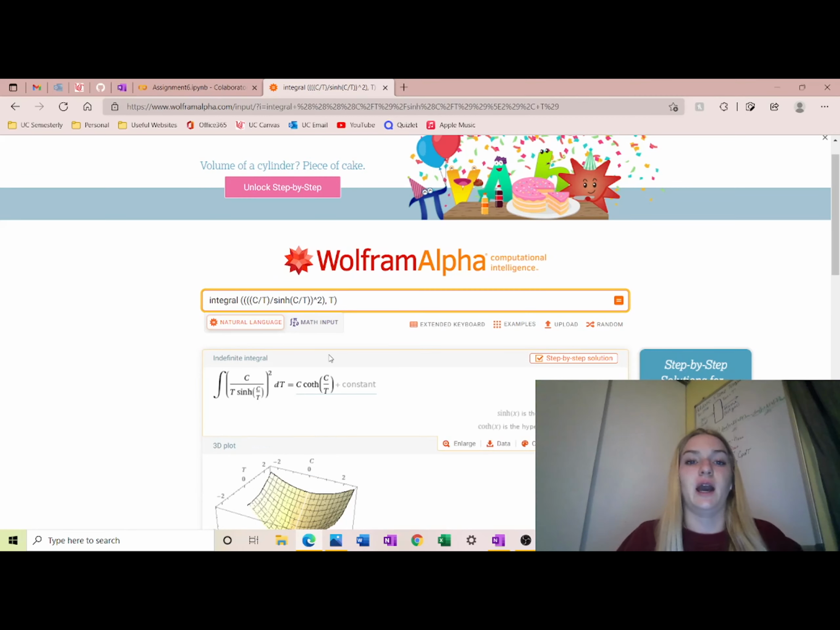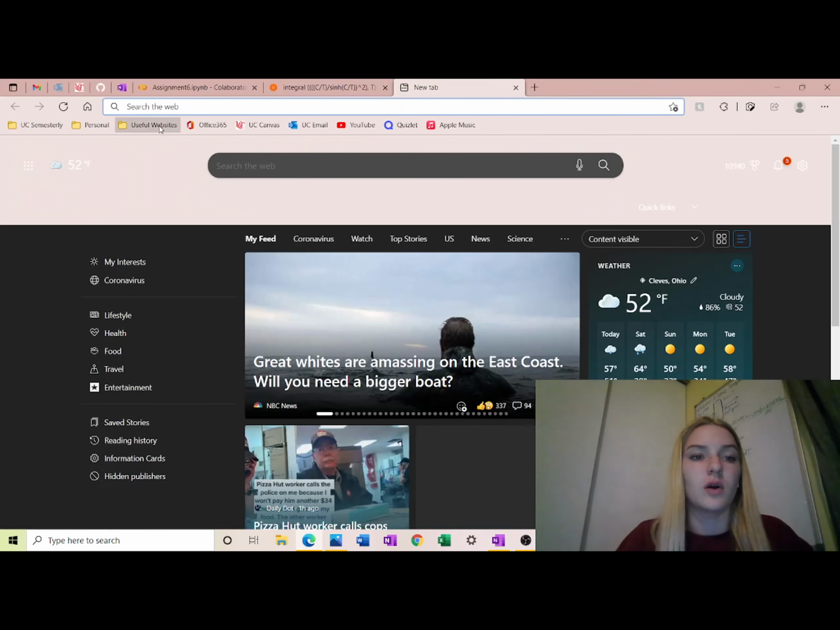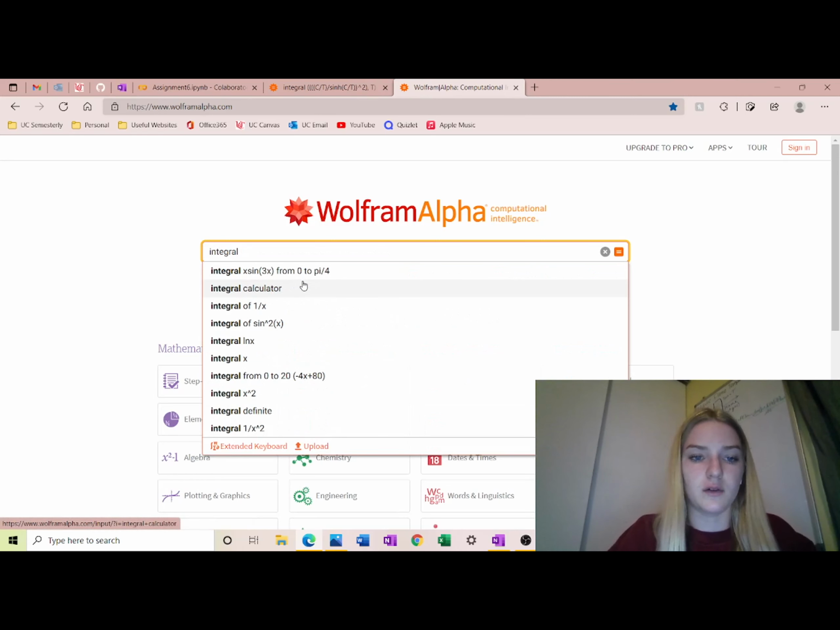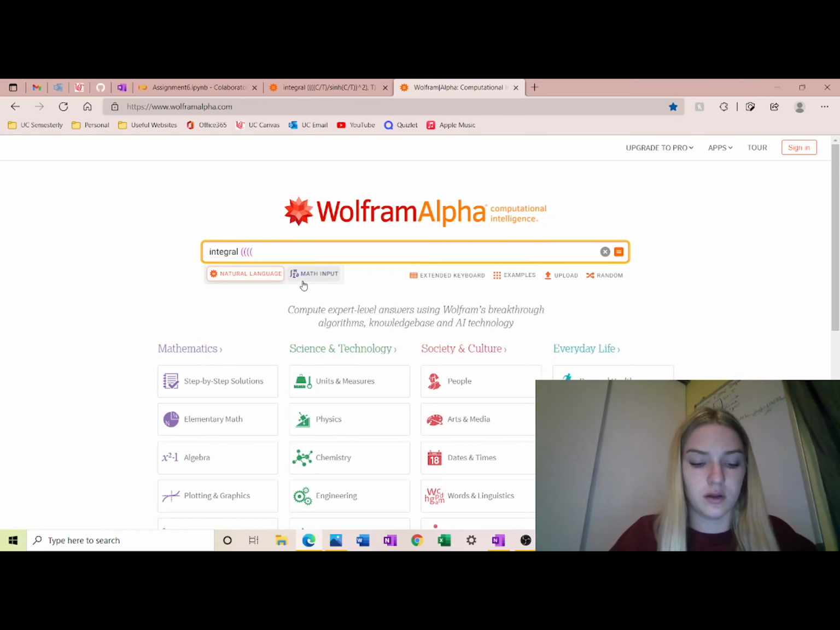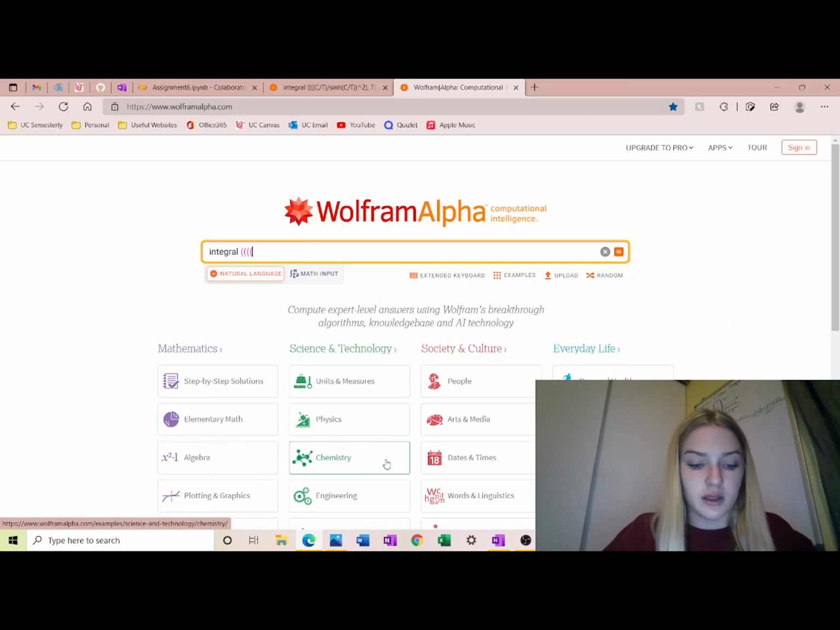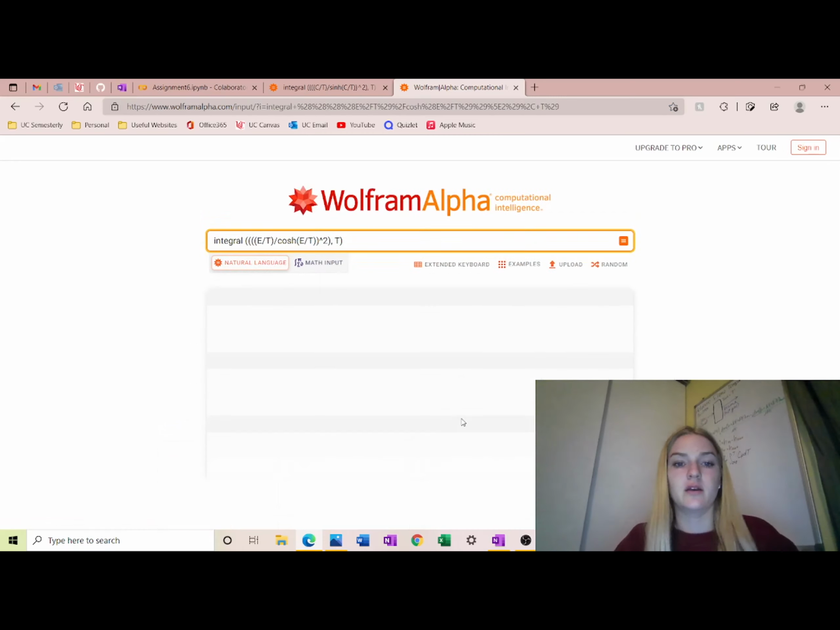So now if we look at the other portion of our equation, we are going to just open up another tab here, and we are going to take the integral of the second part of our equation. It is going to be e divided by t divided by the hyperbolic cosine of e divided by t. All of this is going to be squared, and we're also going to take this with respect to t.